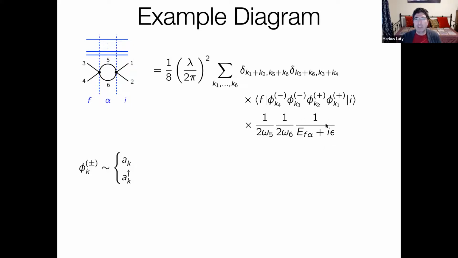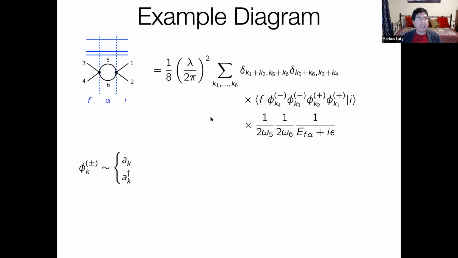And then I have an energy denominator that has to do with the difference between the final energy and alpha. Okay, if I have more than one intermediate state, there would be an additional energy denominator between F and beta, and so on, okay? And the reason I don't have one between alpha and I is because in the definition of T, I factored that out, okay, that's it. So that is the Feynman rule for this diagram, okay?